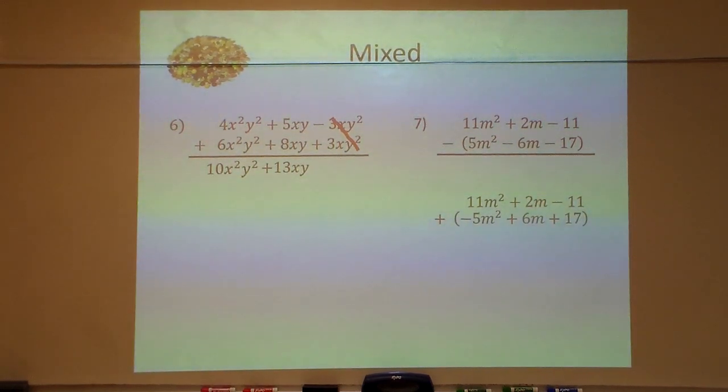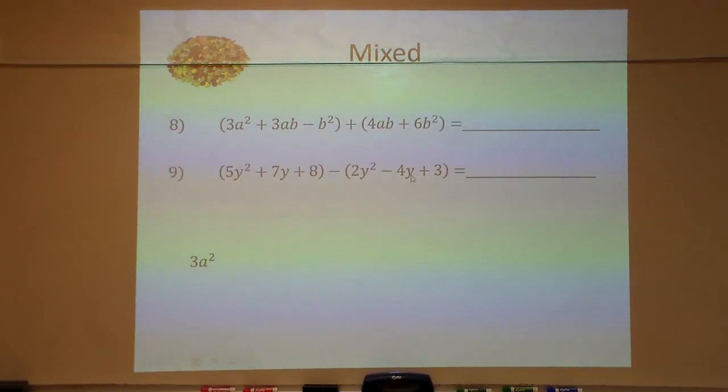I think what I did is I rewrote it. I took the first one and I'm rewriting this one. Notice I changed the negative to a plus. That makes it a negative 5. That negative 6 becomes now a plus 6. And the negative 17 becomes a positive 17. And I can add them. 11 and negative 5 are 6. 2 and 6. And notice, whenever I have variables, I just carry them straight down in this particular method that I like. So this would be the answer here to this particular one of the mixed nuts.